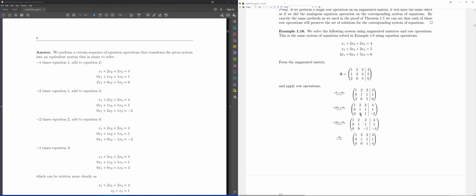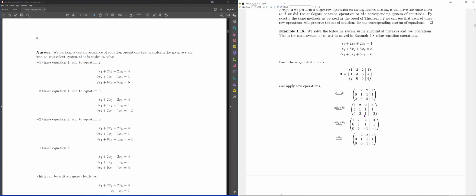So the next thing, once you got to this point, is to eliminate this x2, and that's what I'm doing over here. I want to eliminate this 2 over here. So how did I eliminate this 2x2? I multiplied this equation by -2 and added it to this one. And that's what I do over here: -2 times this equation, and I add it to row 3.